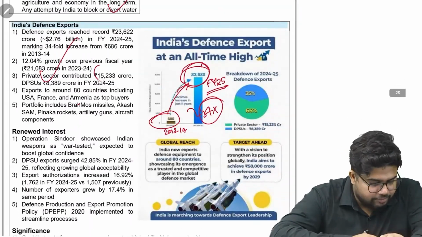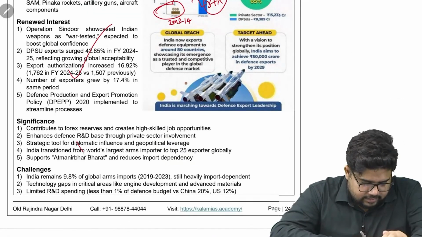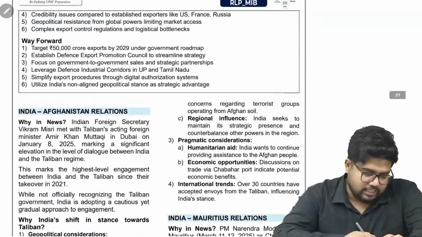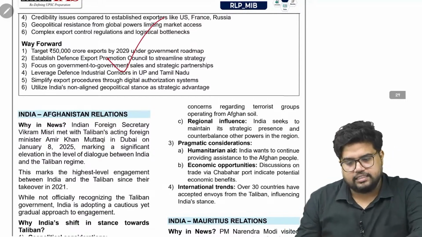Other factual information is given here. You can go through the material. Strategic significance, challenges of India's exports, what is the potential, all this is given here. Now we have India-Afghanistan relations.